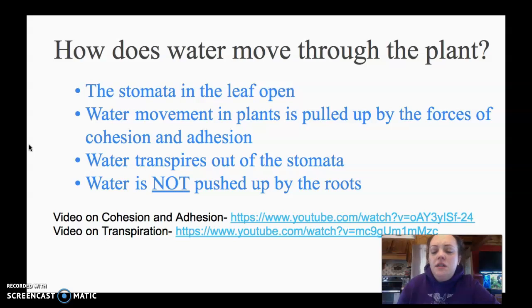There's a misconception that water is pushed up by the roots, but that's not the case. It's actually pulled up from the top of the plant through transpiration.